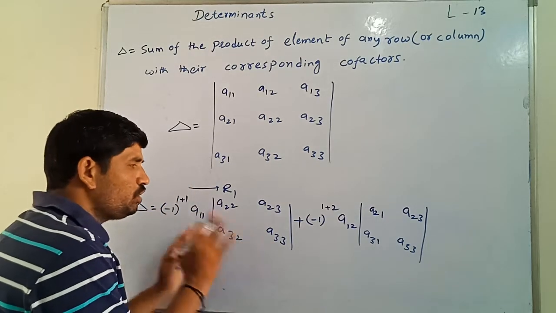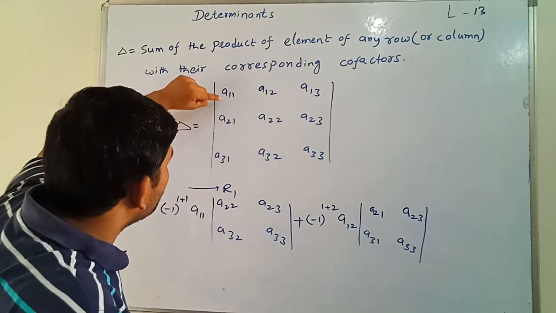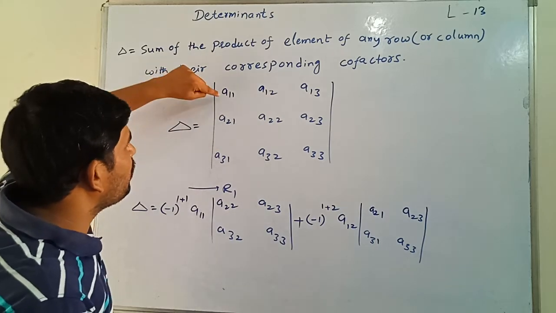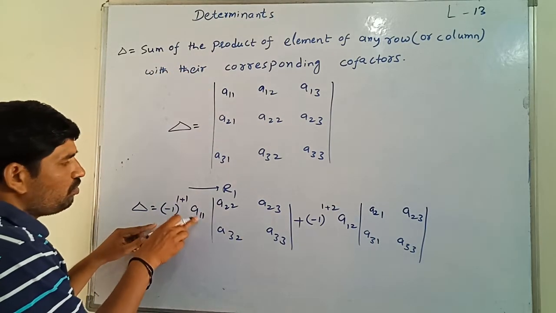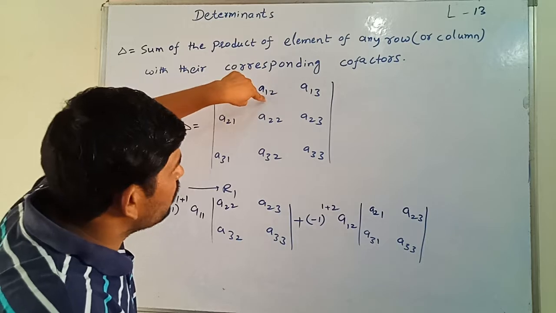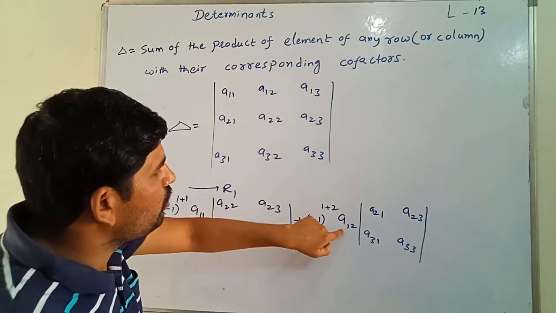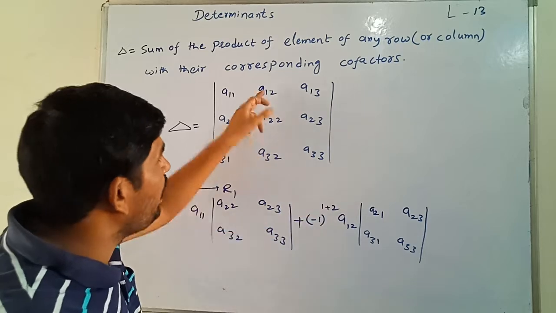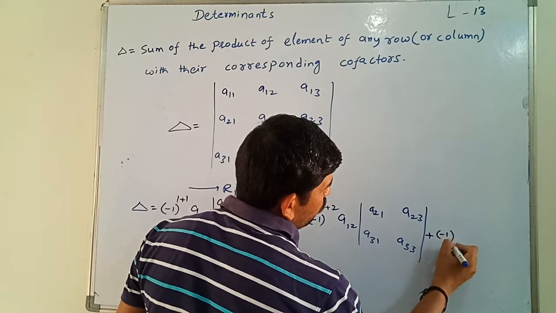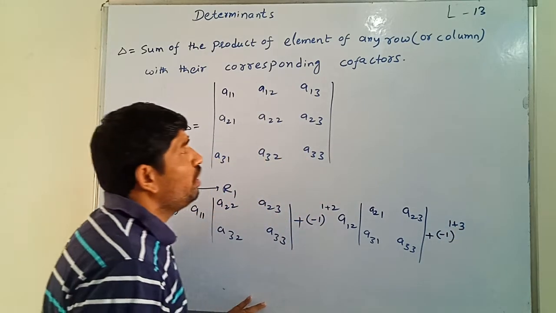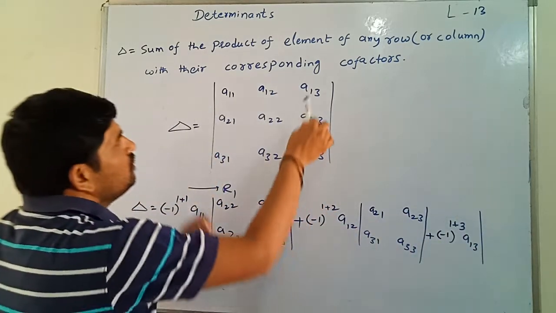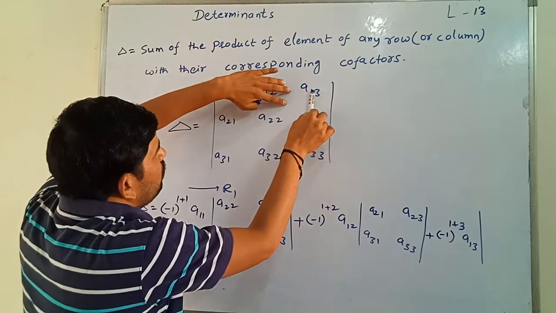Once again I am going to repeat what I completed here. Along R1 I am going to expand this determinant. By taking the first element, minus 1 whole power 1 plus 1 into the element into its minor. Again we take the second element, A12, whose address is 1 plus 2, into its minor. Again the last one is A13, plus minus 1 whole power 1 plus 3 into the element A13. Then we close the address of this; that is the minor.